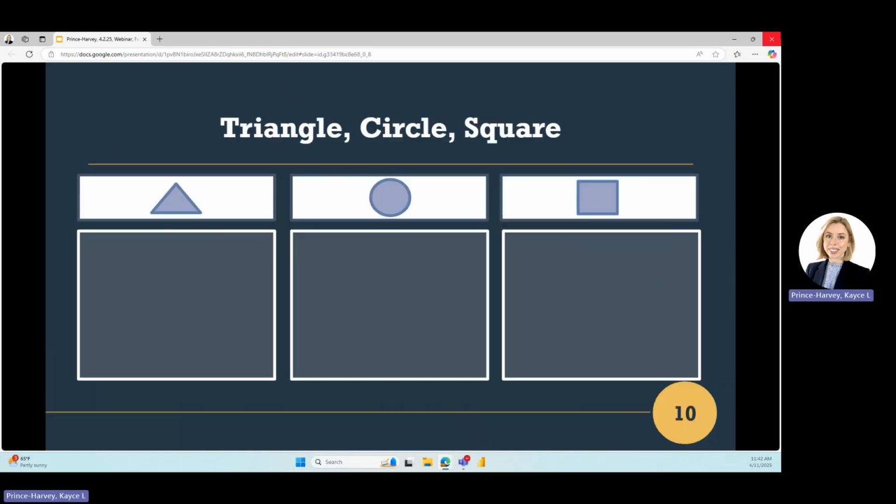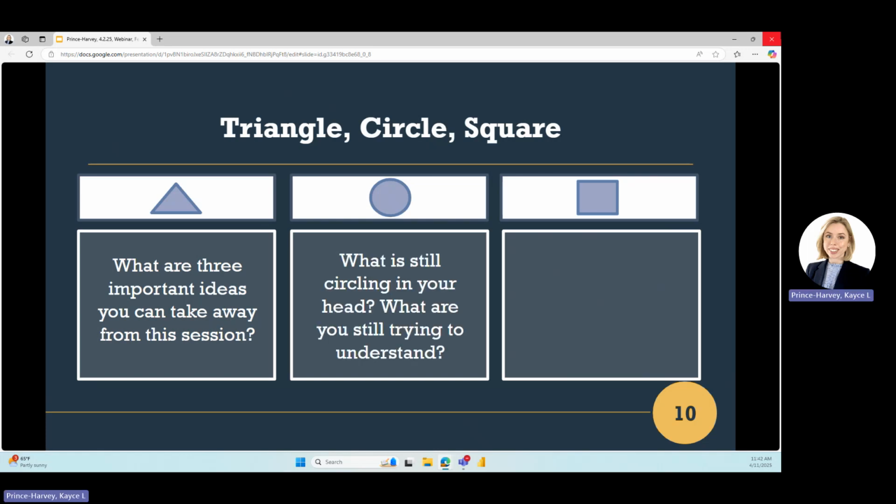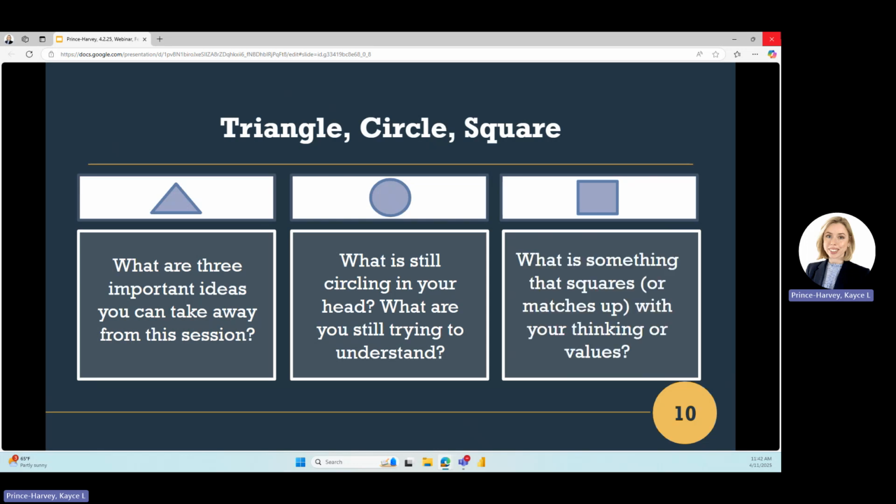For a closing reflection, I'll ask that you look at box 10 of your note catcher where you'll see triangle, circle, square. And for this reflection, just want you to jot down what are 3 important ideas you can take away from this session, what is still circling in your head, what are you still trying to understand? And lastly, what is something that squares or matches up with your thinking or values?